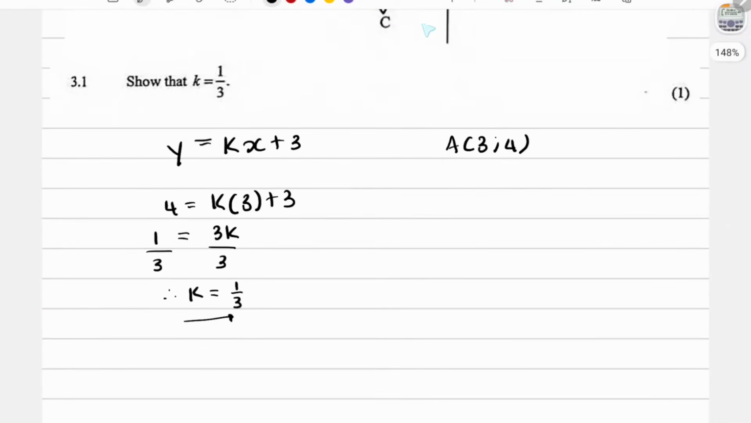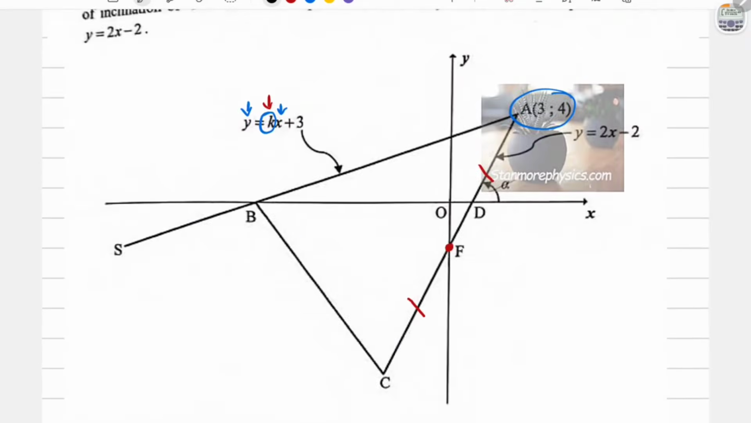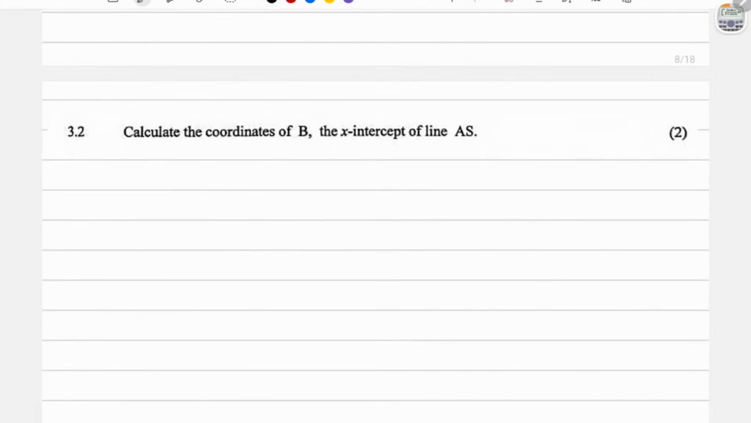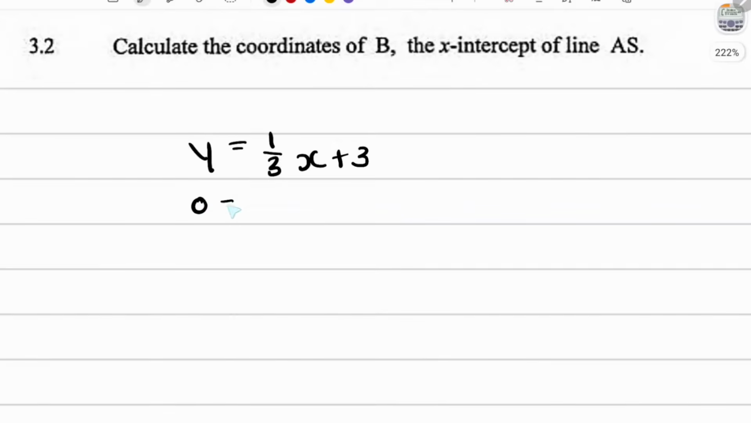Moving on to the next question. The next question says, calculate the coordinates of B, the x-intercept of line AS. So we have to find B. Well, now we know that k is 1/3. And to find an x-intercept, you just have to make y equal to 0. So that's what we're going to do. Our equation is y = (1/3)x + 3, and we'll make y equal to 0 to find the x-intercept. So 0 = (1/3)x + 3.